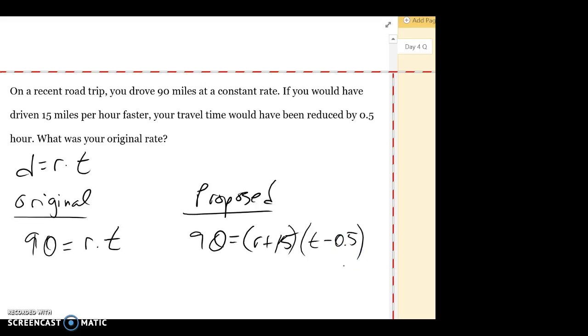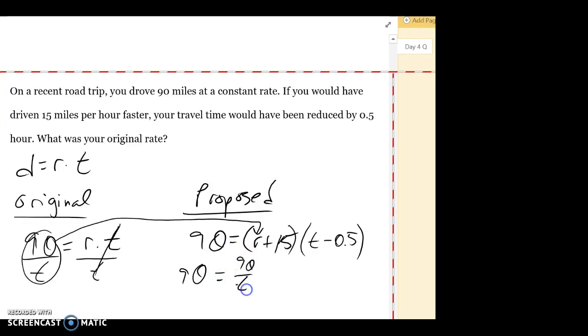Now remember, if you have two variables, you need two equations, which we do have now. Okay, so we're going to go through and solve it. And it says we want to find what the original rate is going to be. It doesn't matter which equation you use, but I'm going to take this equation on the left here and solve it for r so that I can plug it into the other equation. So here I get r is equal to 90 over t. Okay, so I'm going to take that and plug it in for r right here. So I get 90 equals 90 over t plus 15 times t minus 0.5.